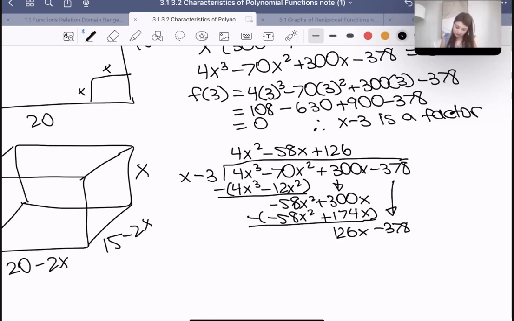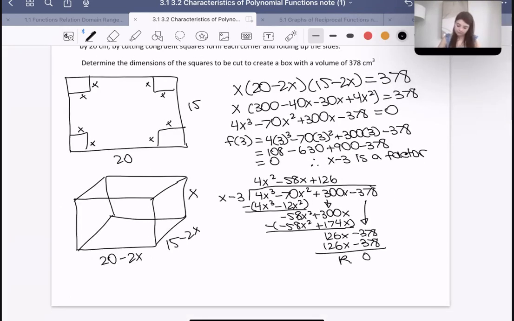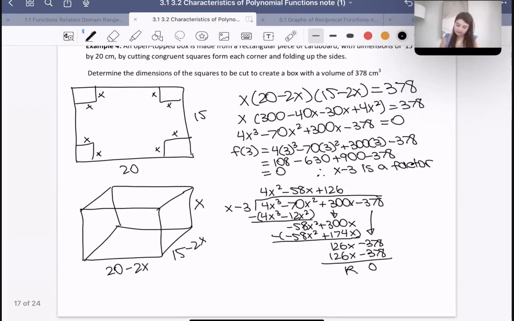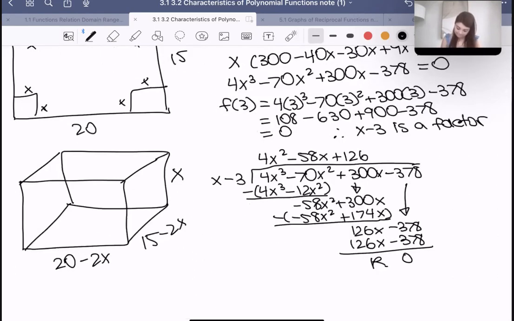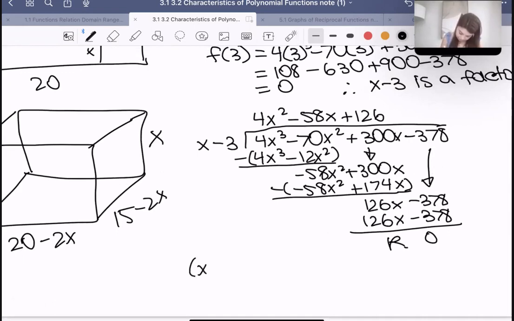There we go. So then we have 126x minus 378, which is going to give us a remainder of 0, which is good. That's exactly what we want. Okay, awesome. So therefore we factored it a little bit. We factored this down to x minus 3 times 4x squared minus 58x plus 126 is equal to 0.